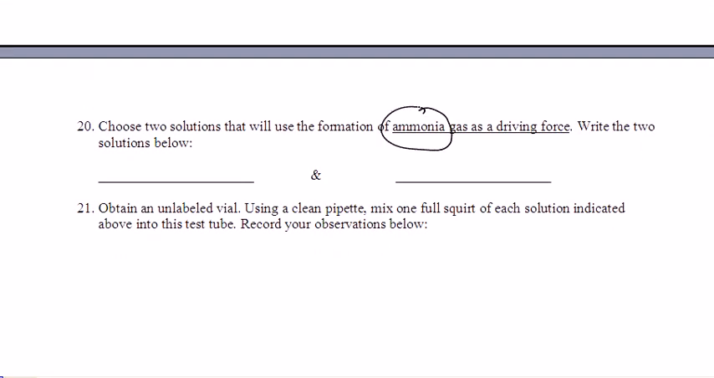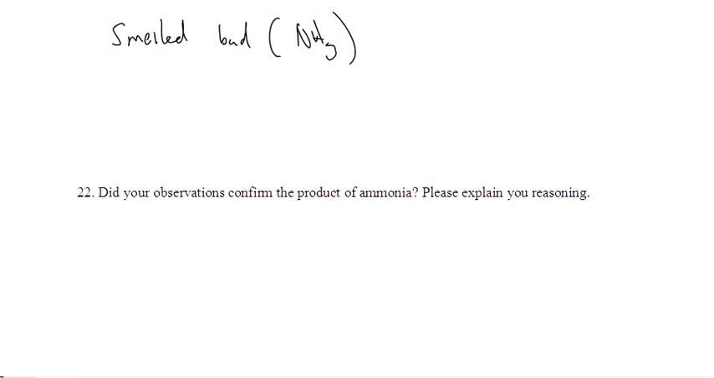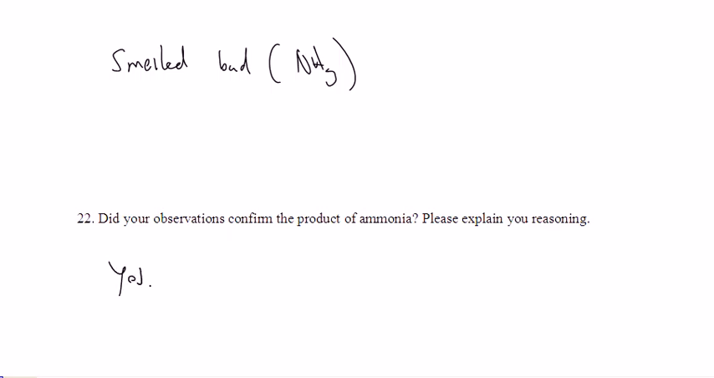Two solutions, though, to make ammonia gas. We know that if we have ammonium, and in this case we're going to take ammonium chloride, and that reacts with a hydroxide, you're going to make it. It should have smelled bad. The ammonium really made it smell bad. Did your observations confirm? Yes. NH3 smells bad. Oh, that's sad. I don't like smelling bad things.